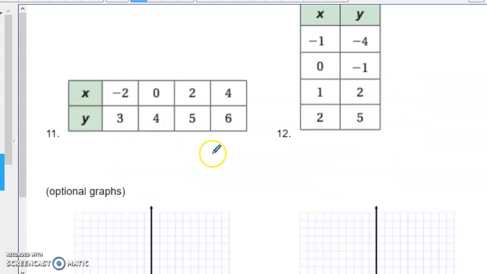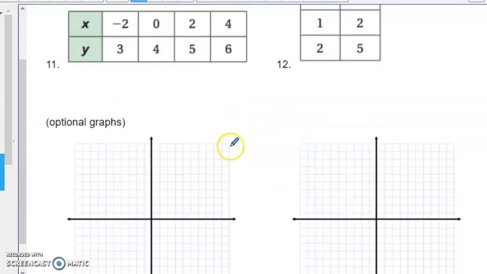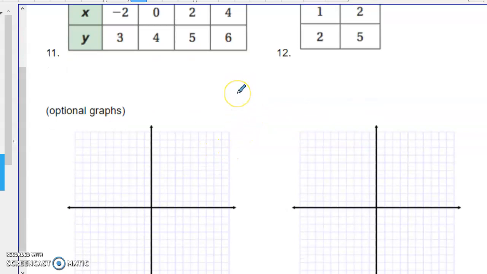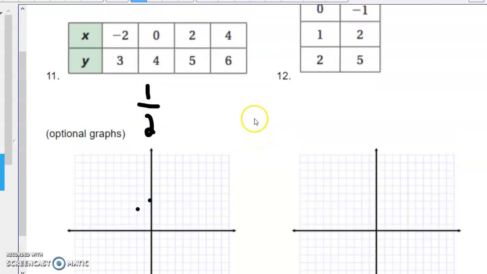Now 11 and 12 are a little bit trickier, so that's why I included these graphs that you can use. Remember, you can use graph paper as well. So my first coordinate here is -2, 3, so I'm going to put that point on there. And then my next point is 0, 4, so that point would be right there. I could put the next two on there, but all I really need is these 2 points to figure out the slope. So I rise up 1, so that gives me a rise of 1, and I move to the right 2, so that means my slope has to be 1/2 for number 11.